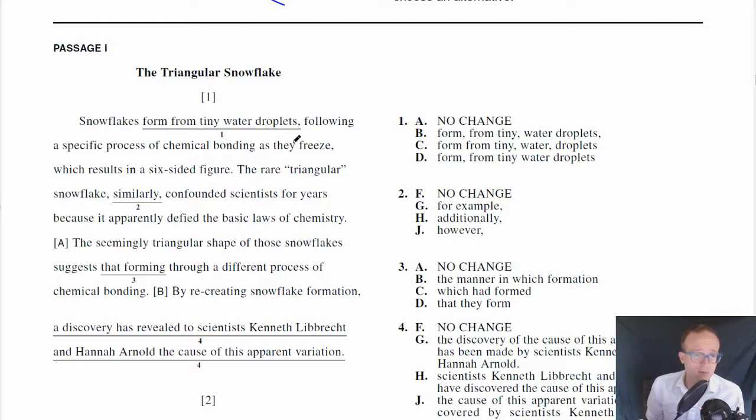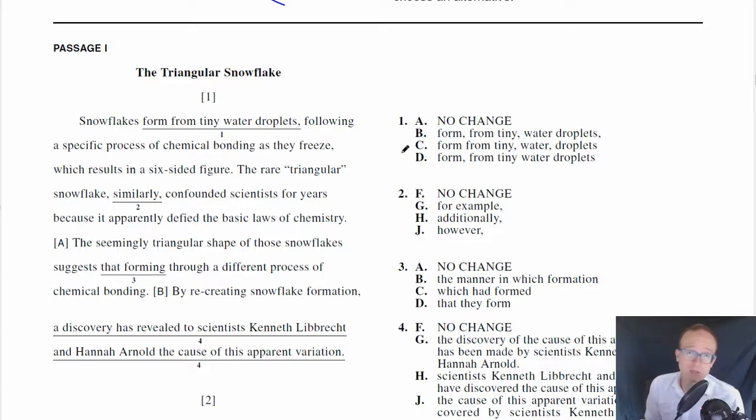So let's look at number 1. Snowflakes form from tiny water droplets following the specific process of chemical bonding as they freeze, which results in a 6-sided figure. Okay, so we got a couple different answer choices here, and they all involve where to put commas. So we have the option of putting a comma between form and from. We have the option of putting a comma between tiny and water. And then we have an option of putting a comma after droplets.